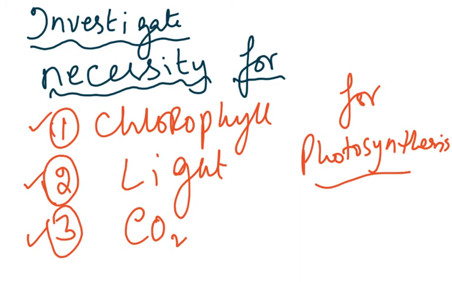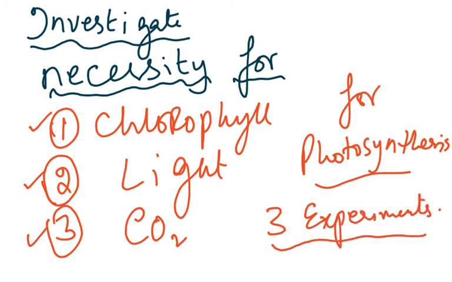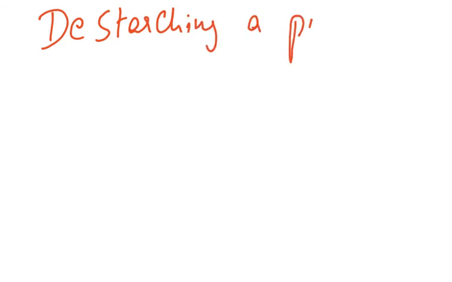Now, for this, we need to do three experiments. Three experiments, one for each of these points, one for chlorophyll, one for light, and one for carbon dioxide. But before we start these three experiments, I would like to discuss two very important practical processes which we need to know before we start these experiments. The first one is destarching a potted plant.